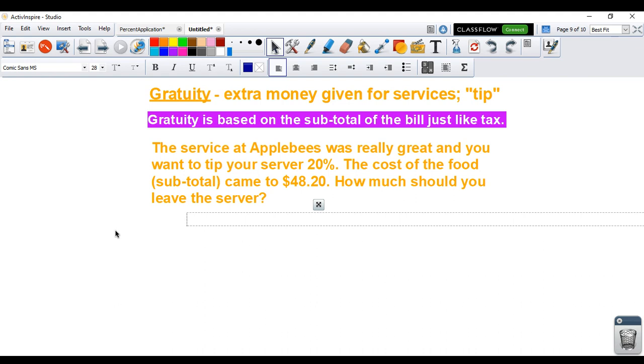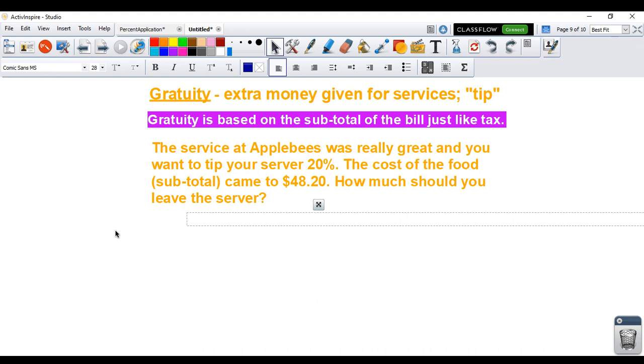Okay, so the service at Applebee's was really great and you want to tip your server 20%. The cost of the food or the subtotal came to $48.20. How much should you leave the server? Okay, so whenever you're doing a question like this, remember you want to always calculate it off of the subtotal. So this one's easy because it only gives you that, but we're going to do an example later where it's going to get a little bit trickier.